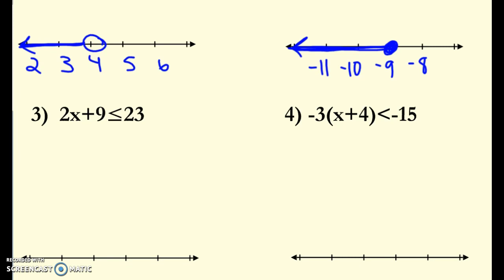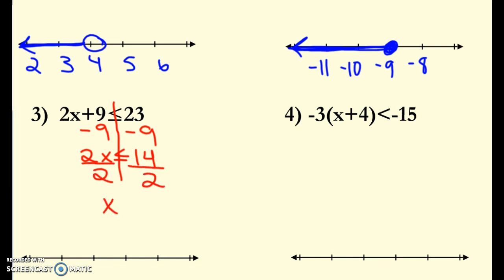All right, so solving inequalities again. This time it's a 2-step inequality, not a 1-step like in our first problem. So I'm going to subtract 9 from both sides, so I get 14 over here. Then I have my 2, so I'm going to divide by 2. So I get x is less than or equal to 7. That would be a closed circle at 7, and it would be going to the left.